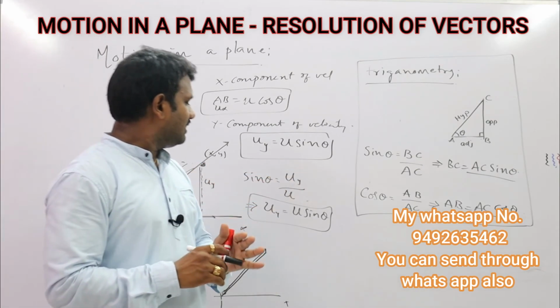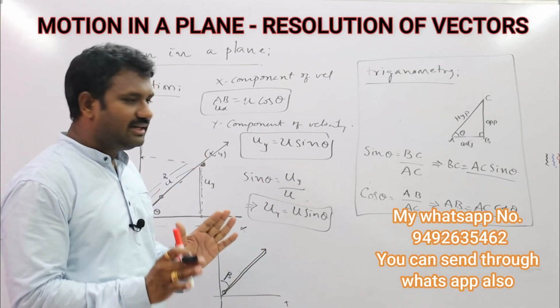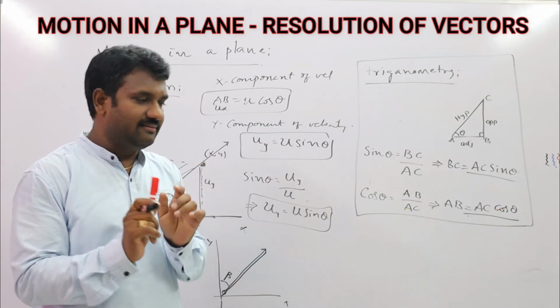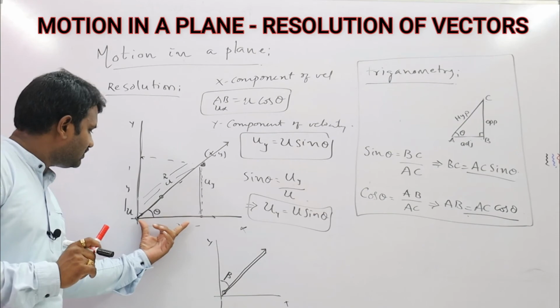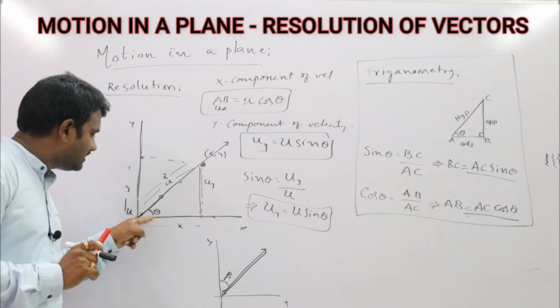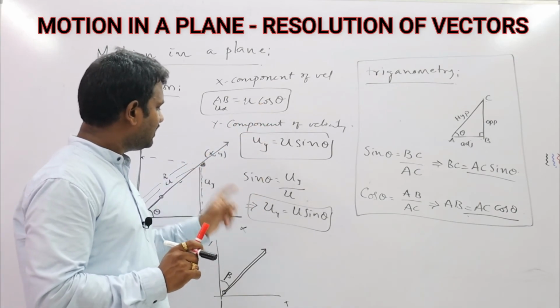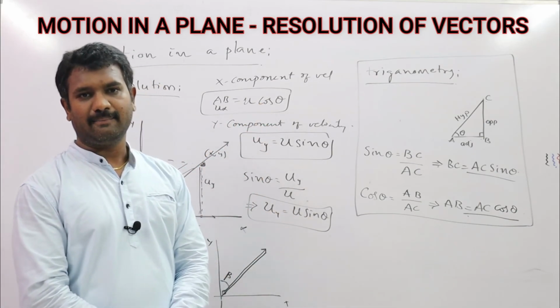So remember, the adjacent component is always cos, the opposite component is always sin. Here this is adjacent to theta, that is our x. That's why ux is equal to u cos theta and uy is equal to u sin theta. Is it clear?